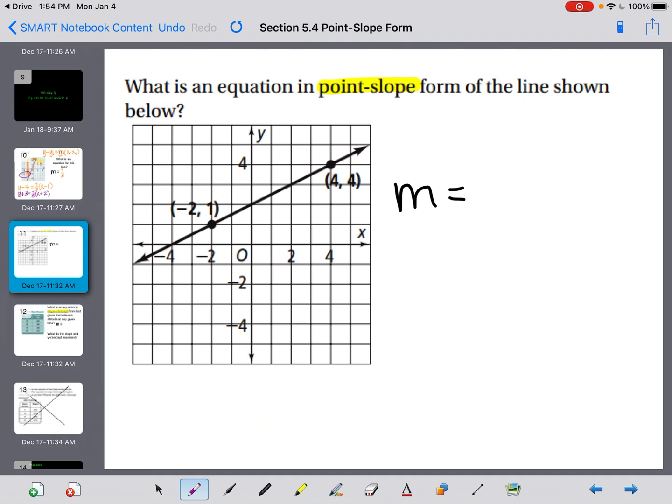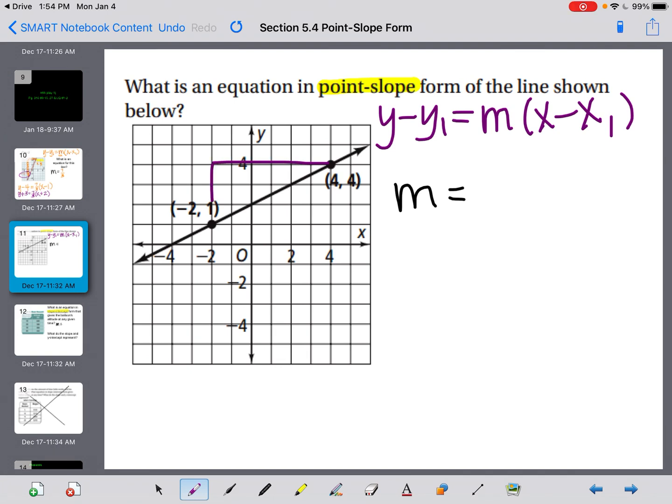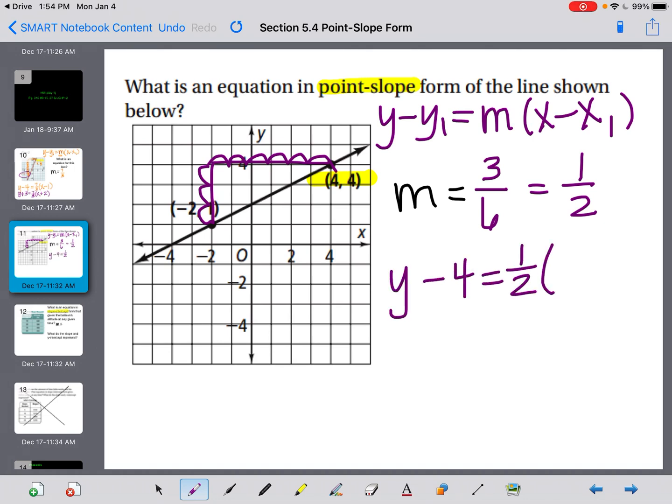What is an equation in point slope form? So remember, point slope. I know I keep writing it, but this one's a hard one to remember sometimes. Y minus y1 equals the slope times x minus x1. All right, my slope, if I draw my triangle, is rise 3, run 1, 2, 3, 4, 5, 6, which really is just 1/2. And as usual, I'm going to choose the all positive one. So I'm going to say y minus 4 is equal to 1/2 times x minus 4.